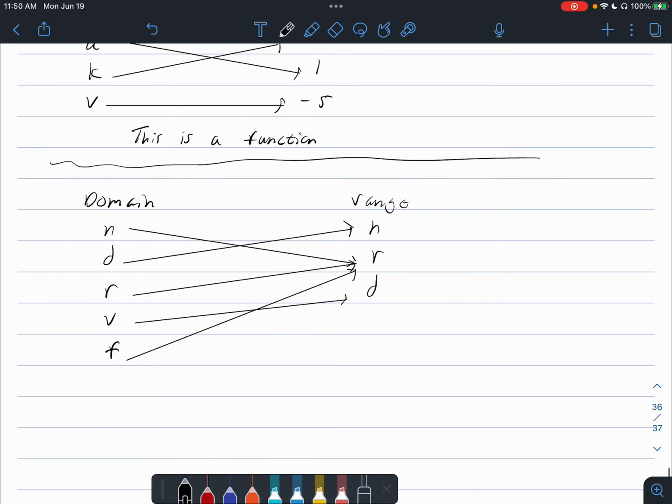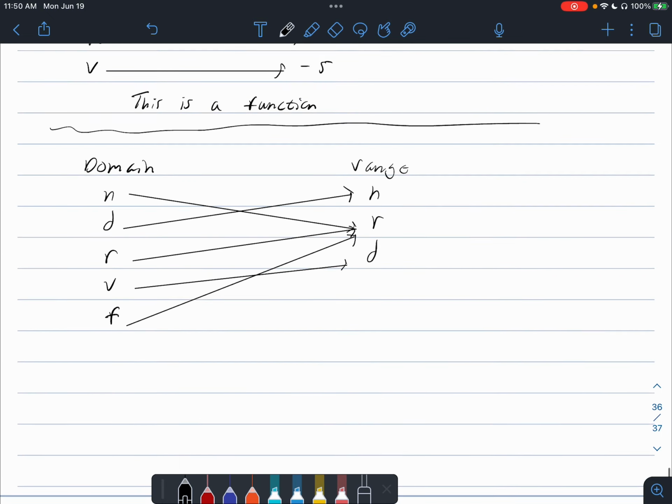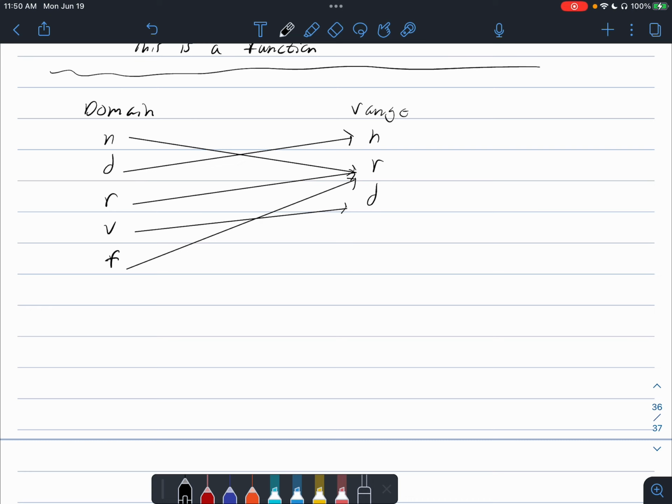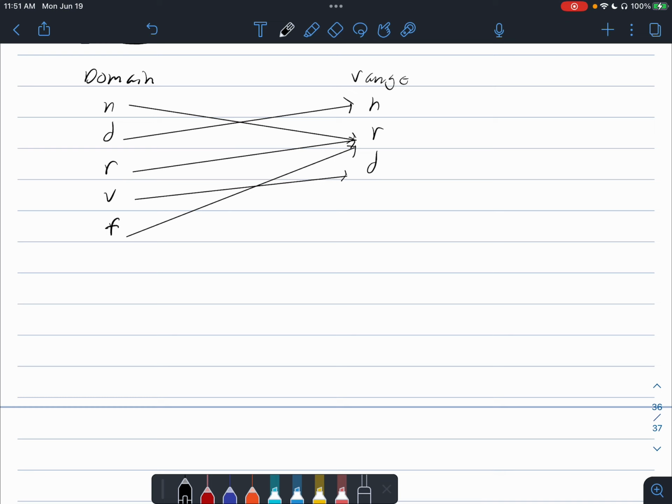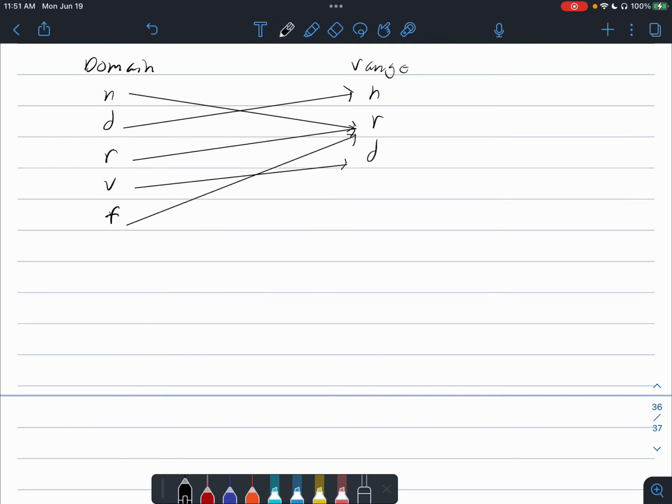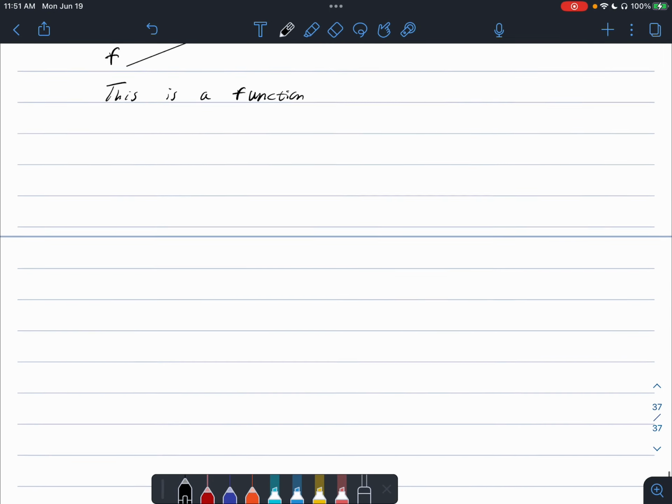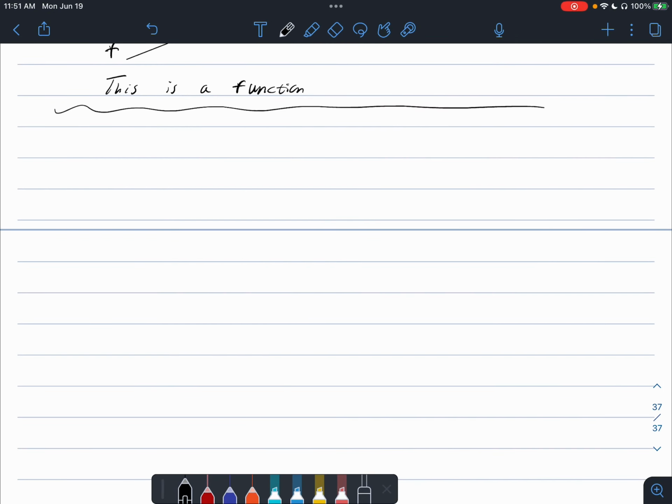How about this one? Is this one a function? Well, each value in the domain can only be mapped to one value in the range. So although you're sending lots of these to a single value here, R, there's three of them being mapped to R, this actually is still a function. That is because there aren't any values in the domain that are being mapped to more than one value in the range.